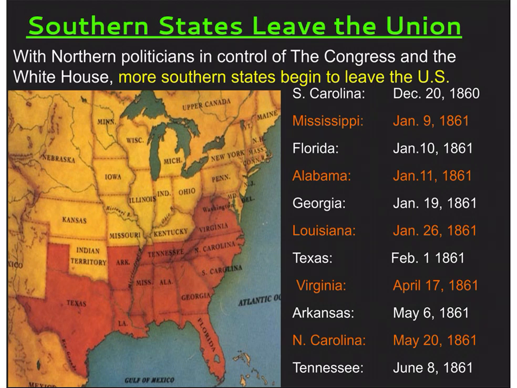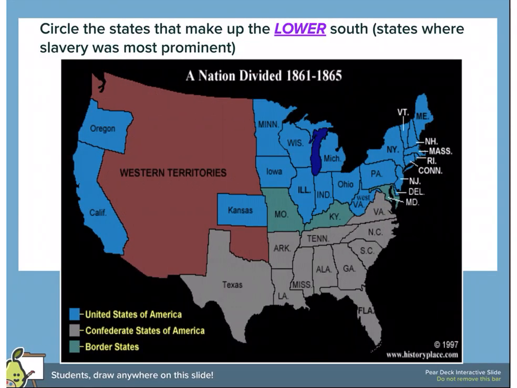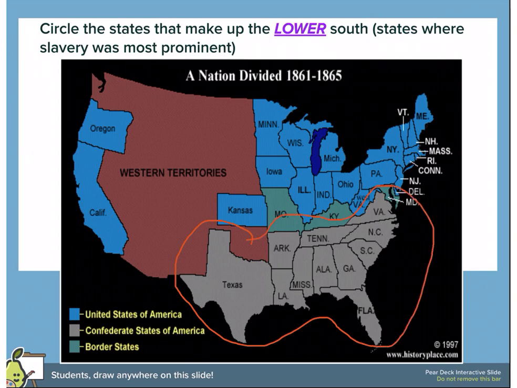South Carolina's the first, they won't be the last. You have all of these other southern states that are going to follow. So if I look at the region, those gray states that are seceding, they're all in the South. And what does the South have in common? Well, what type of economic system do they have? Plantations, slavery. So that is the main driving force that divides our country.